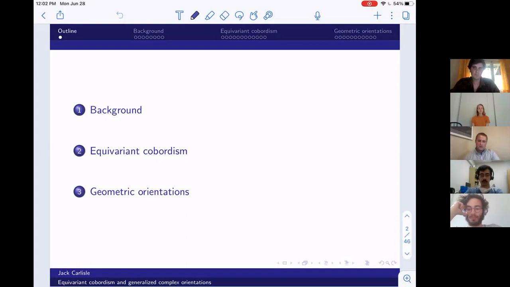Finally, in section 3, I want to talk about how this geometric cobordism relates to the theory of complex orientations in the equivariant setting. In particular, I want to introduce a new notion of geometric orientations and show you some examples of geometrically oriented C2 spectra.